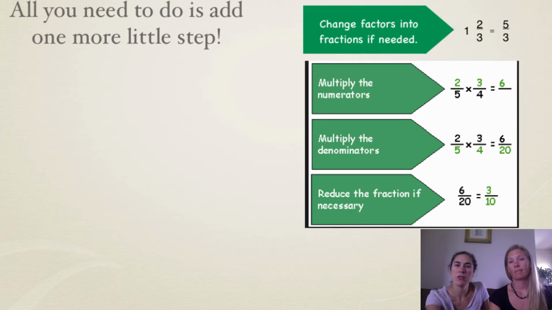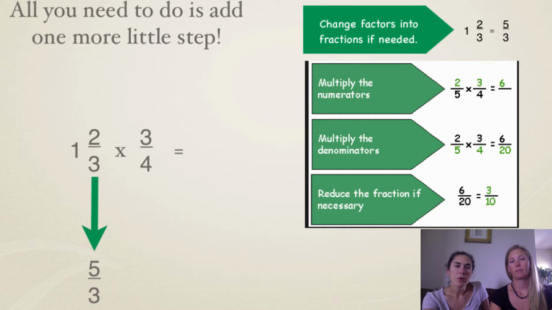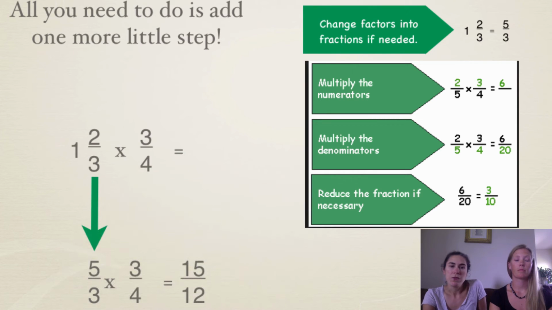So our 1 2/3 looks like this again. All we're going to do is convert that into an improper fraction. So now we have 5/3 times 3/4, and then go through the steps again, and you should get 15/12. And of course, you're getting so good at these that you notice, ooh, we haven't done the last step, reducing the fraction. Yes, we still have to do that yet.